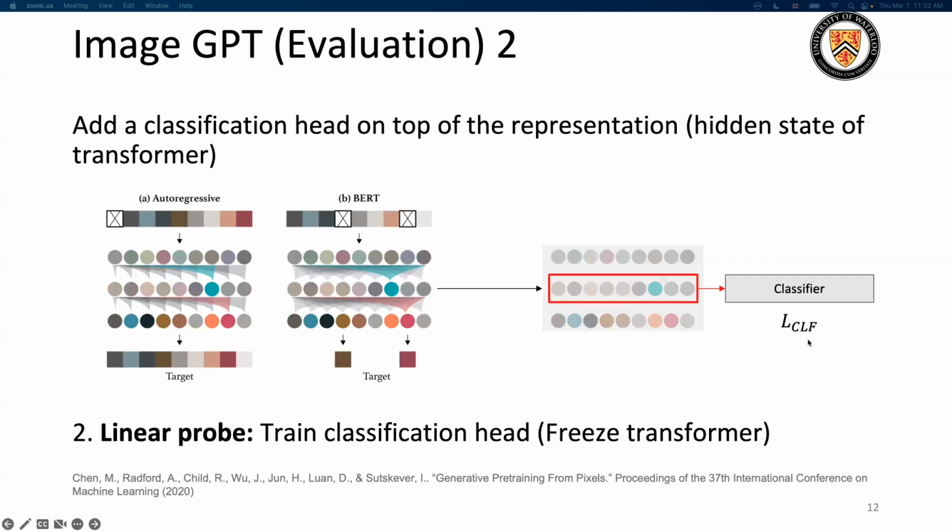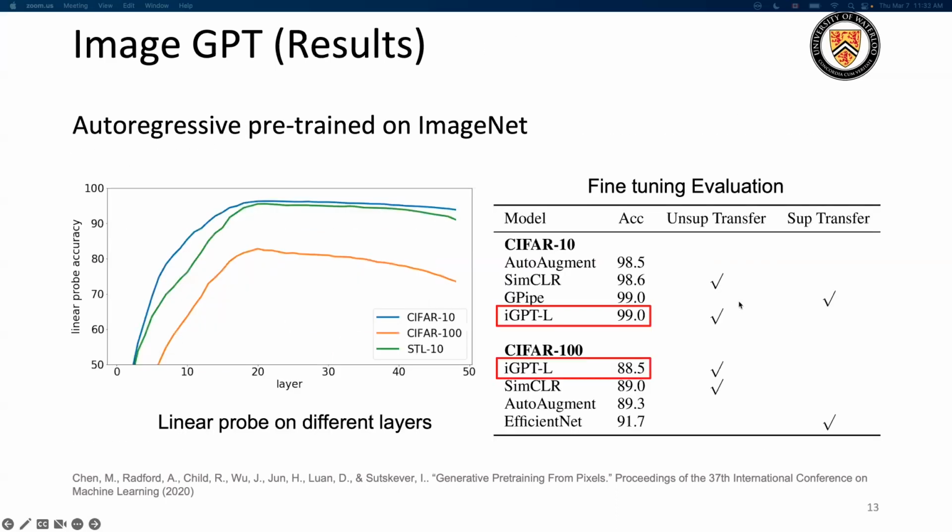Now for this process, since they don't want to train the transformer, they can add the classifier to each layer that they want. They can add it to the last layer or to the intermediate layers or to the first ones. And for the result, that's exactly what they did. For autoregressive that is pre-trained on ImageNet, they applied linear probe, or they applied the classifier to different layers and they report the accuracy.